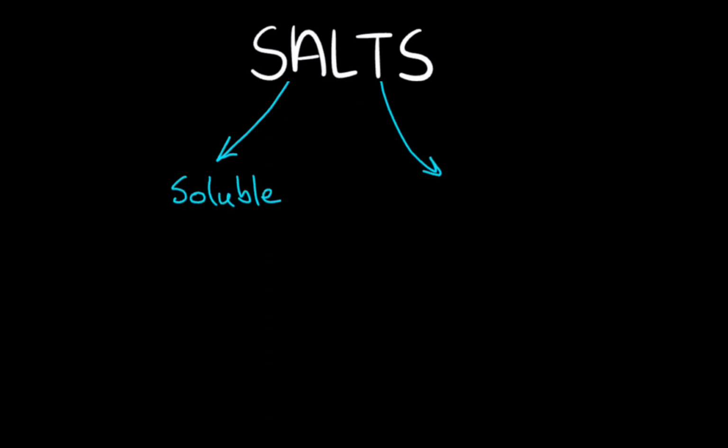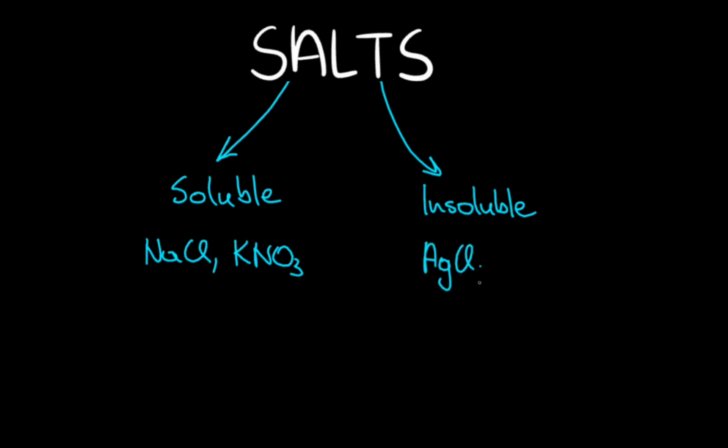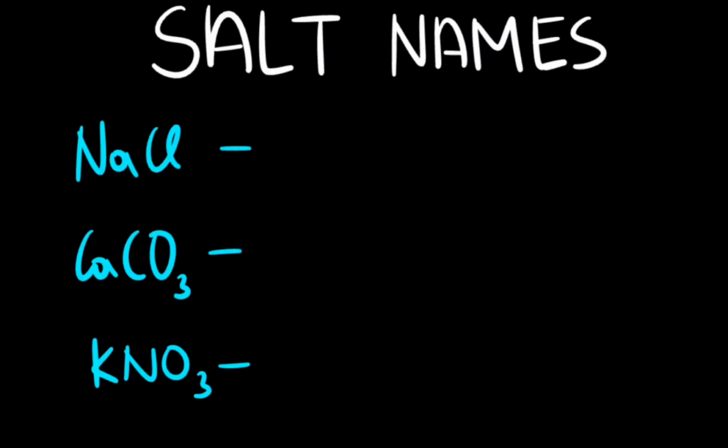Soluble salts, like sodium chloride and potassium nitrate, and insoluble salts, like silver chloride and barium sulfate, do not dissolve well in water. To know which salts are soluble and which are not, you can check my video about the solubility rules. Lastly, let's look at the most common salt names.